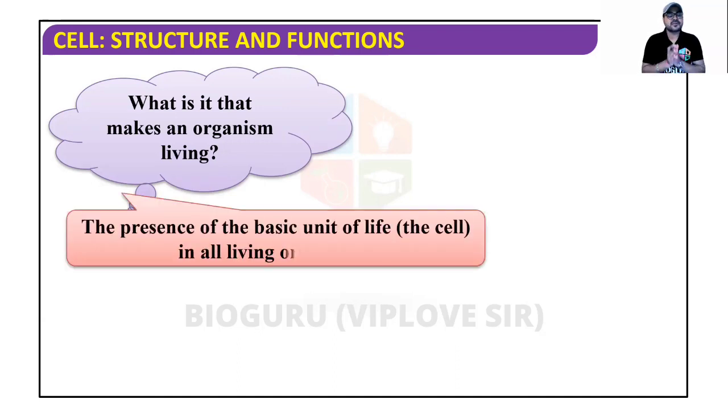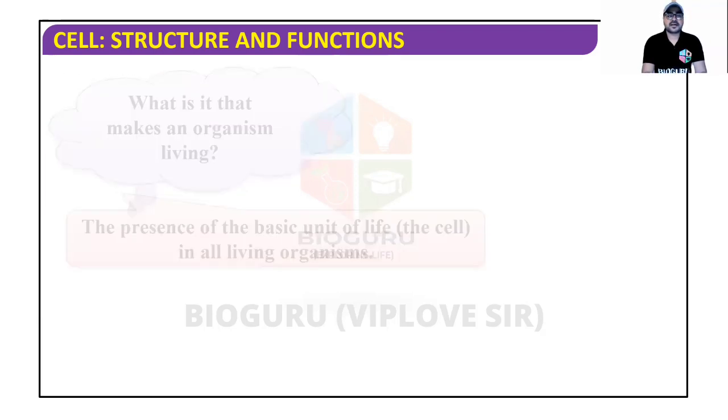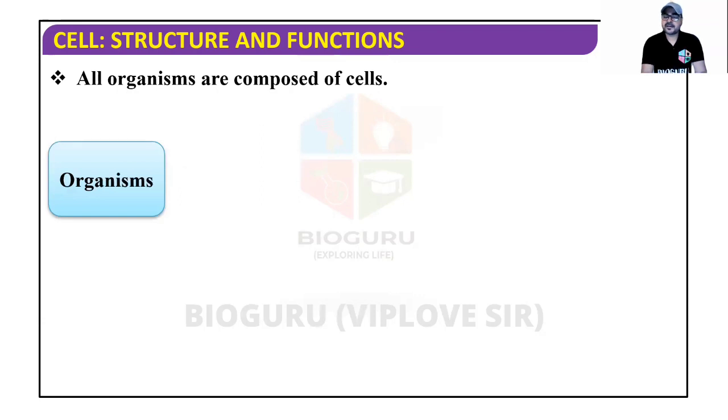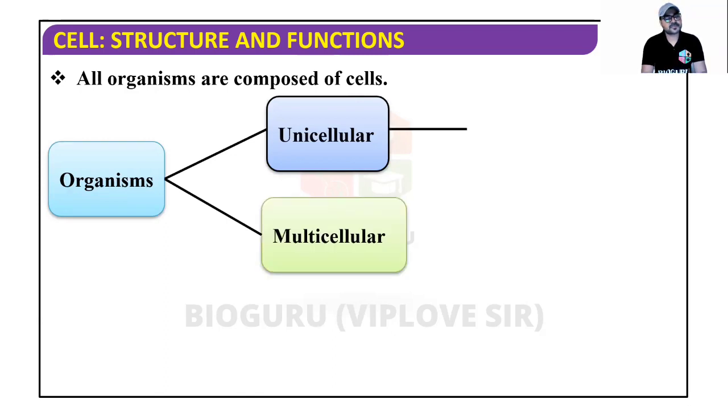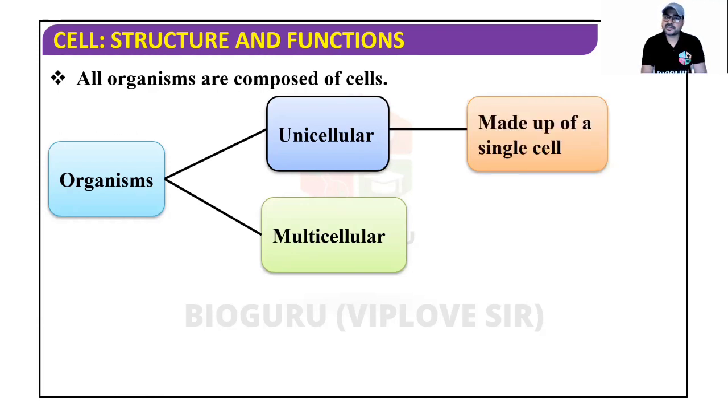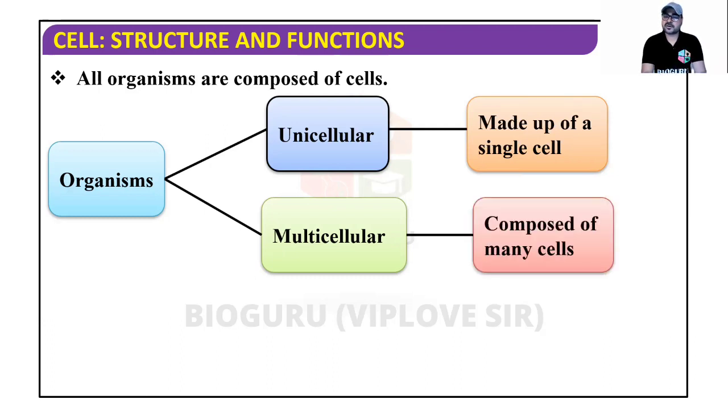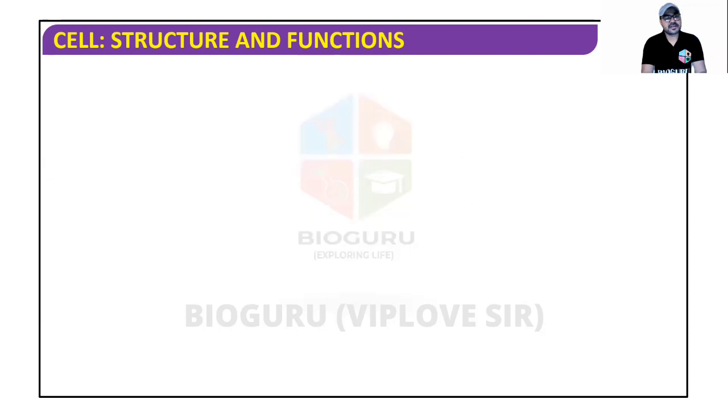The presence of the basic unit of life, the cell, in all living organisms, because all living organisms are composed of cells. And organisms are classified into two parts. First is called unicellular organisms and second is called multicellular organisms. Organisms made up of a single cell are called multicellular. No, they are called unicellular. And organisms made up of multiple cells, many cells, are called multicellular organisms.